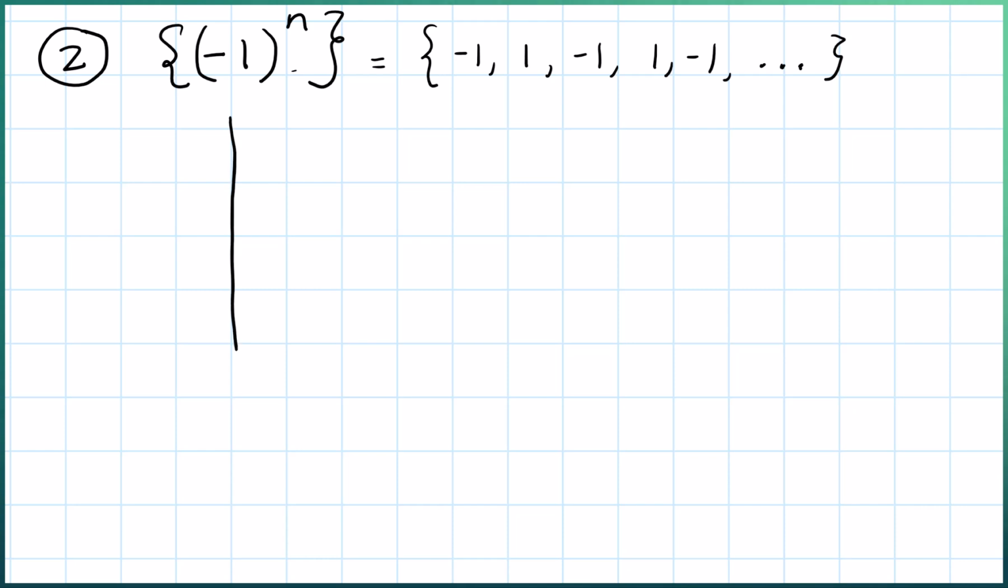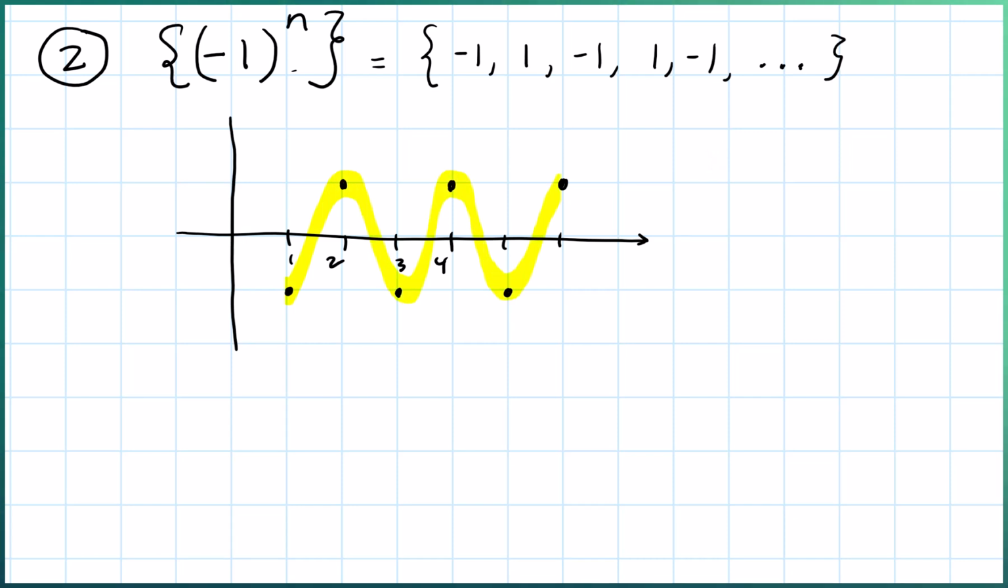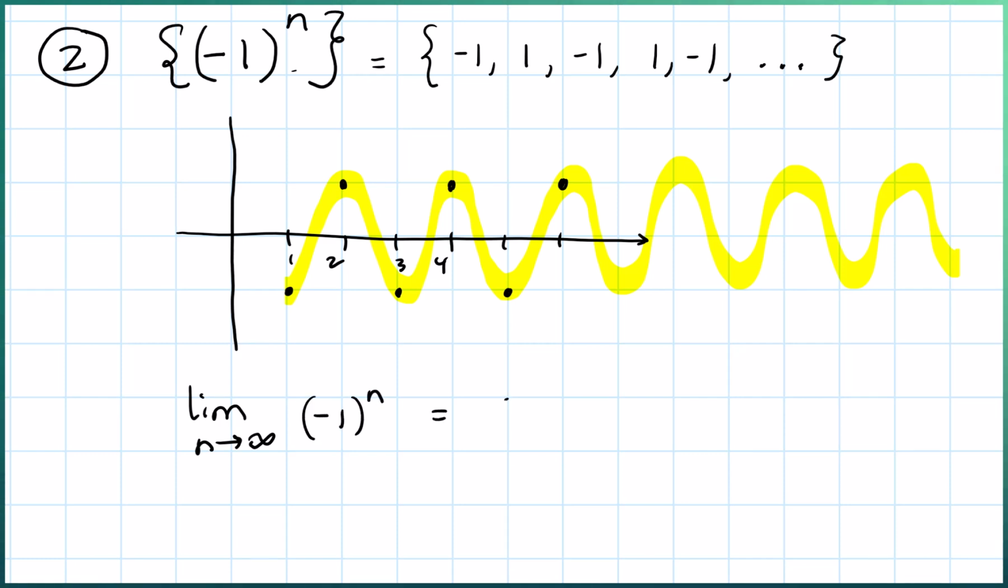I won't go over to that graph to graph it, but let's take a look at what's happening here. 1, 2, 3, 4, 5, 6. If we were to plot these points, we're at -1, +1, -1, +1, -1, +1. This is going to oscillate. You can see this is just going up and down and up and down forever. And so what we say here is if we try to take the limit as n is approaching infinity of -1 to the nth, this limit does not exist.